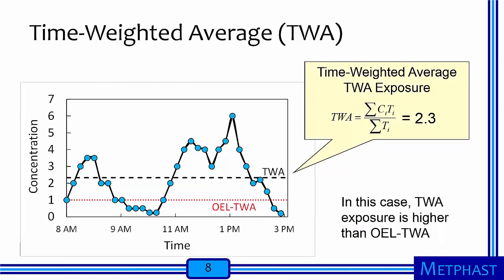Let's go back and consider this exposure profile that I showed you before. We can compute the arithmetic mean exposure, or the time-weighted average, TWA, exposure. In this example, I calculate the TWA exposure to be 2.3, as shown with the black dotted line. We can compare the TWA exposure to the TWA occupational exposure limit, shown as the red line. In this case, the TWA exposure is higher than the occupational exposure limit, and we have figured out that we have a problem. We are going to have to do something to protect the worker, either provide protective equipment or apply some type of controls.